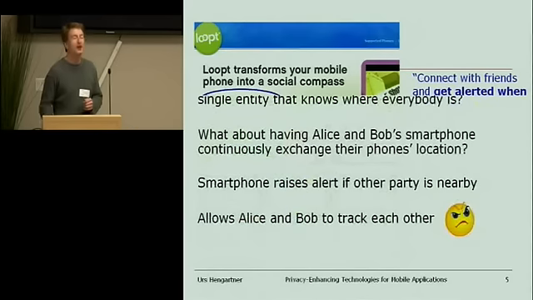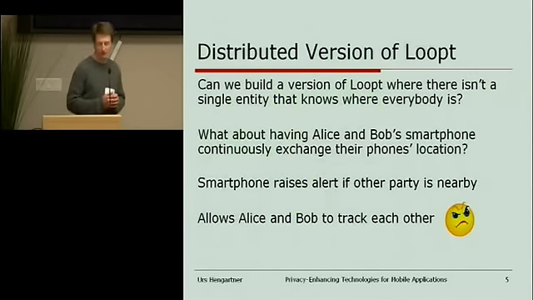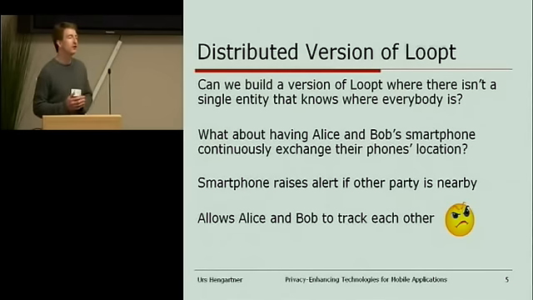So the question arises, can we do better? Can we build a distributed version of Loopt, so a version of Loopt that does not require this trusted third party that always knows where we are, where I am, where my friends are? And so for the next few minutes, I'm going to outline some possible solutions and outline how they're insufficient until we converge on a final solution.